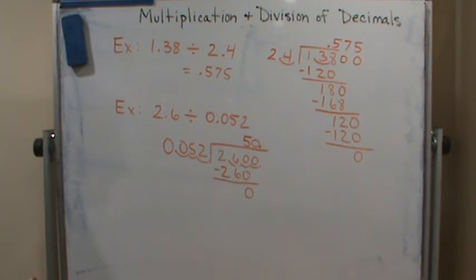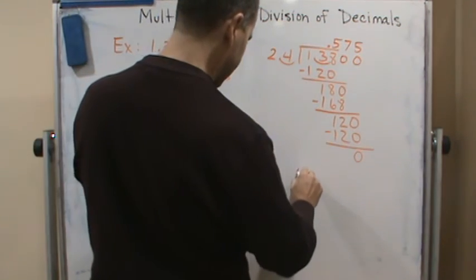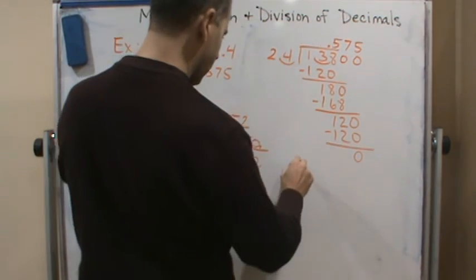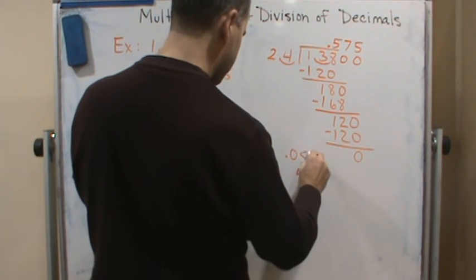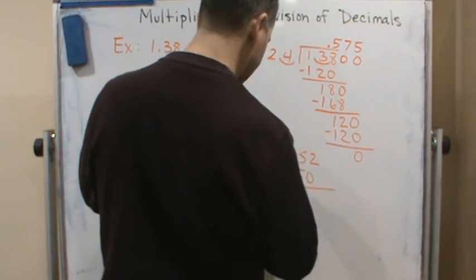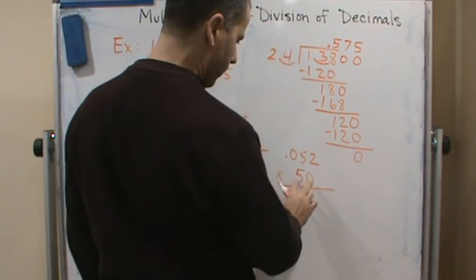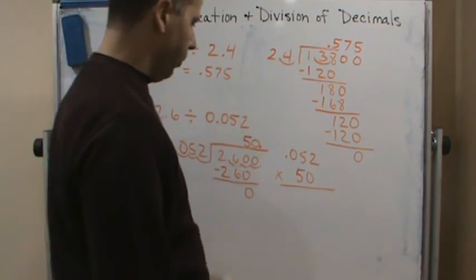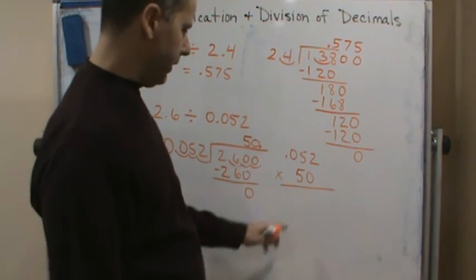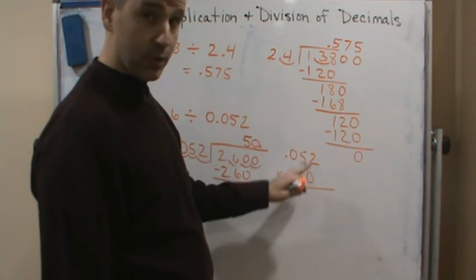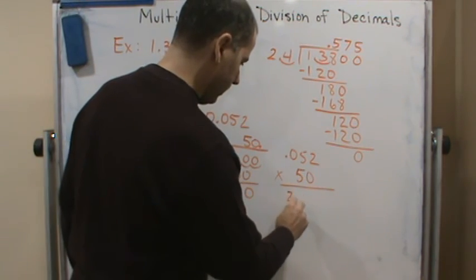Now, how do I check that? By multiplying, right? So what I'm going to do is take 50 times 0.052 and see if I get 2.6. Now again, I'm going to just ignore the decimal and make it 50 times 52. Well, 100 times 52 is 5,200, then 50 times 52 is going to be half of that, which is going to be 2,600.